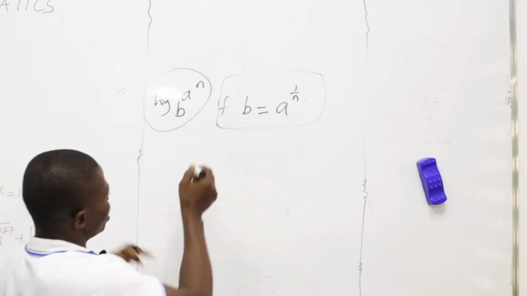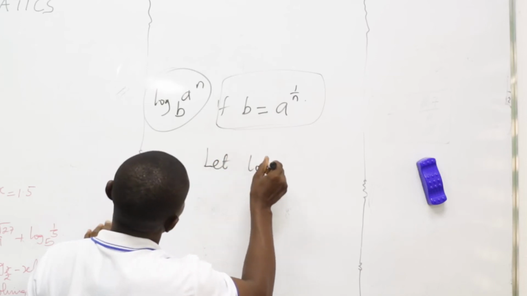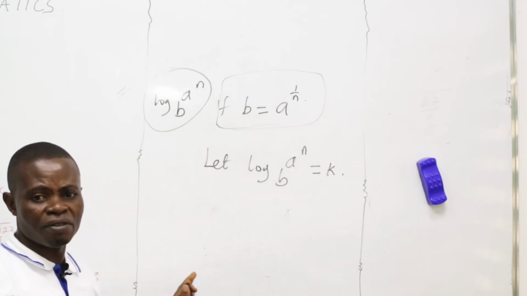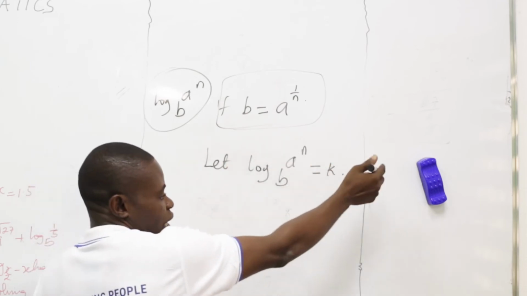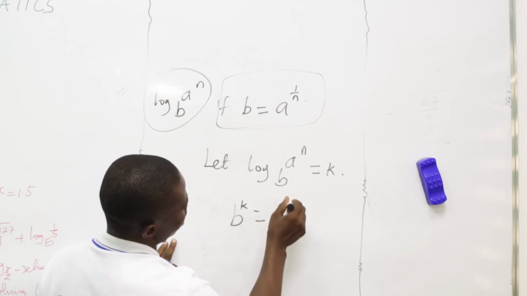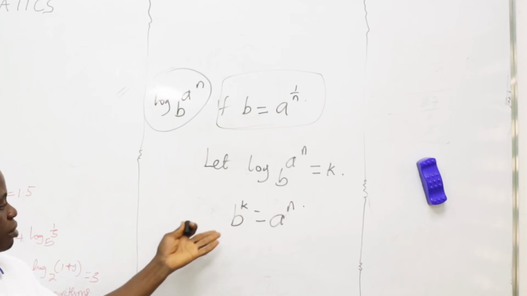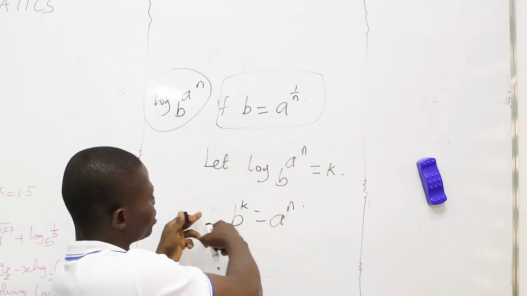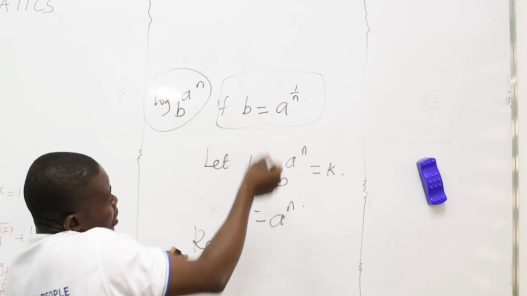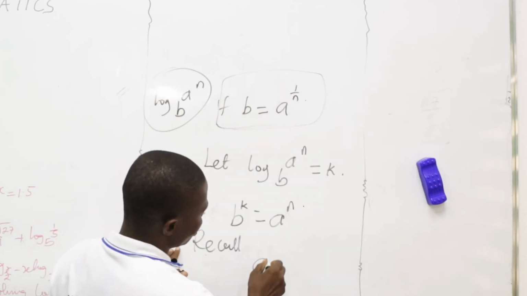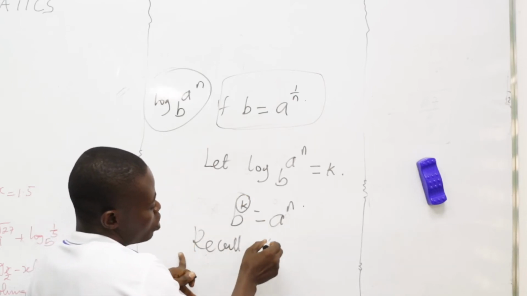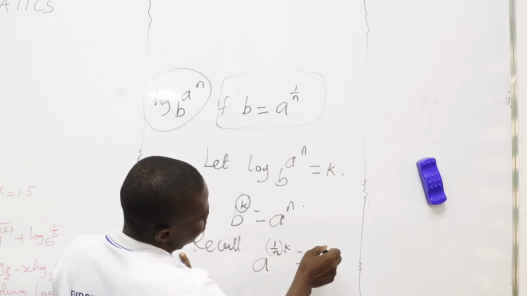So what do you do? Let log base B of A power N equals k. Okay, just see it like this. Make life easy for yourself. So recall our formula. What is the formula? The base must carry this, meaning B power k equals A power N. Can you see something? Something is going on now. You can see it is solvable. If this is this, then recall that from the further question given to you, B is A raised to power 1 all over N. But remember this B here is also raised to power k. So everything equals what? A power N.